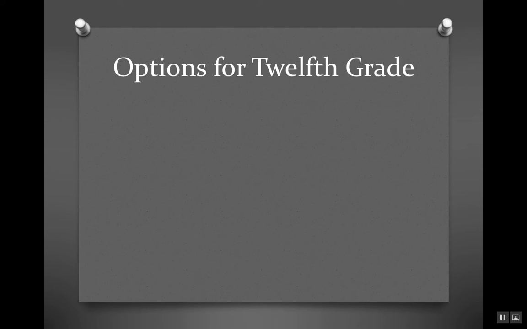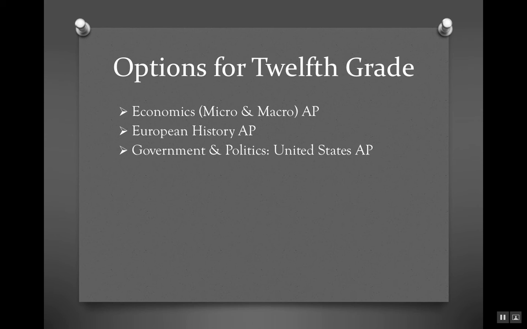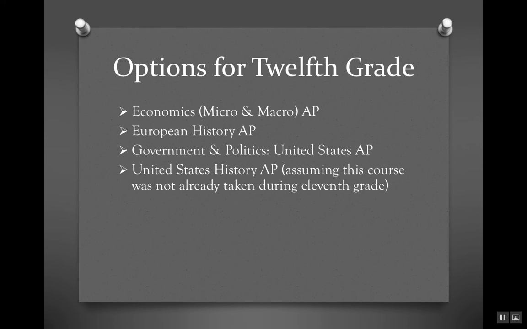So for our seniors, we have a number of options. The first one is Economics AP. It's a combination of microeconomics and macroeconomics. European History AP, Government and Politics in the United States AP, and again, United States History AP. And of course, this assumes that this class was not already taken during the 11th grade year. We don't want students taking the exact same course for both 11th and 12th grade.